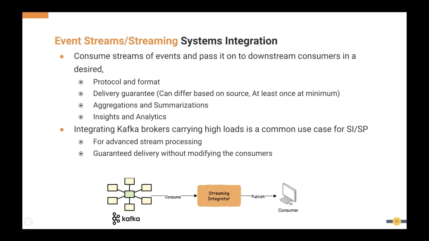Event streams and streaming system integration. Since the Streaming Integrator can connect to several consumers, it has the capability to consume streams of events and pass those events to downstream consumers. As an example, Streaming Integrator can act as a broker which can receive messages from a Kafka broker, do processing on top of that data, and pass it down to the downstream consumers for their use.